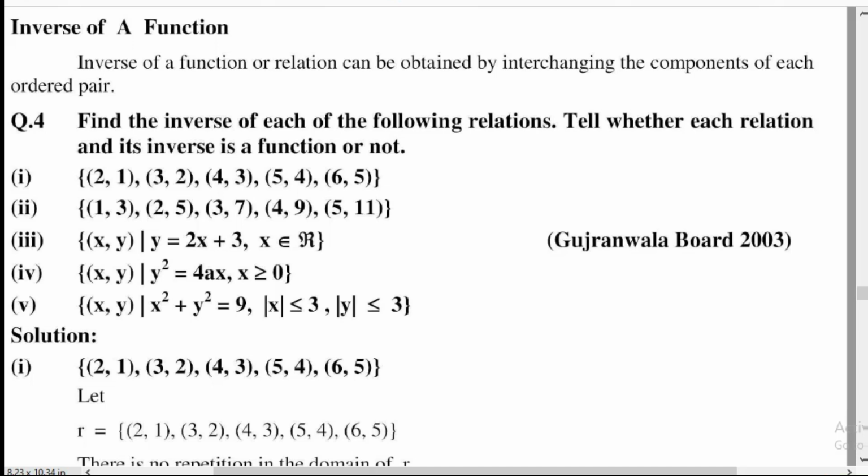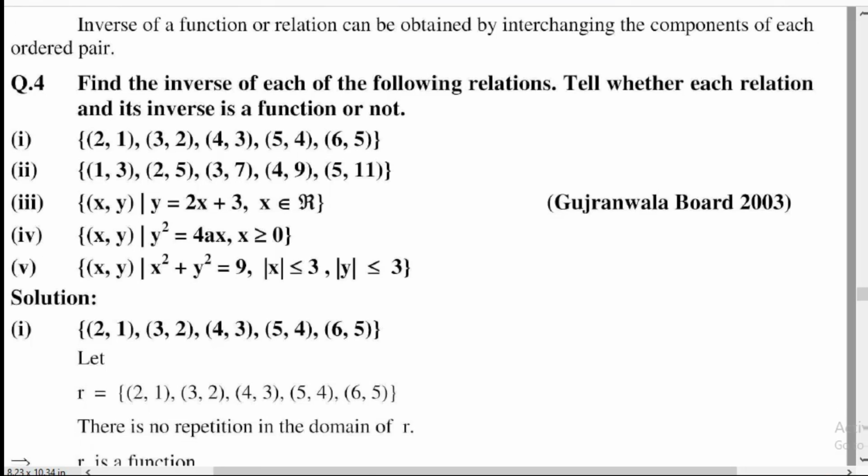Part number 1, that is the set {(2,1), (3,2), (4,3), (5,4), (6,5)}. So first, let's suppose R is equal to {(2,1), (3,2), (4,3), (5,4), (6,5)}. There is no repetition in the domain of R. If there is repetition in the domain, then it is not a function. So there is no repetition in the domain. This is a function.